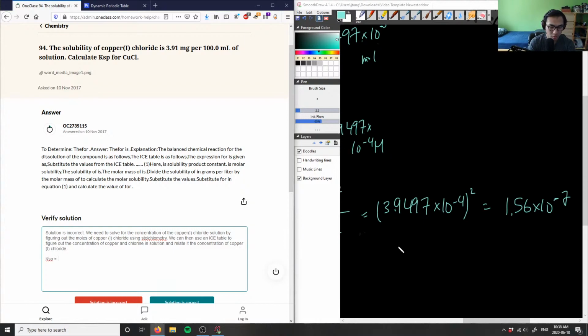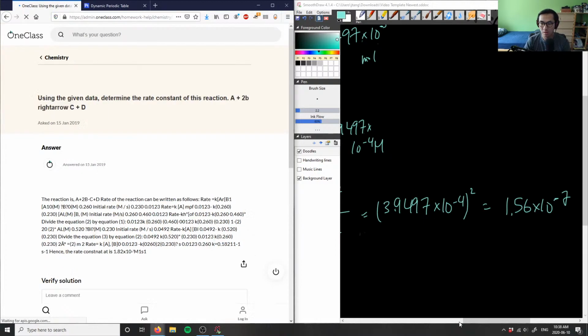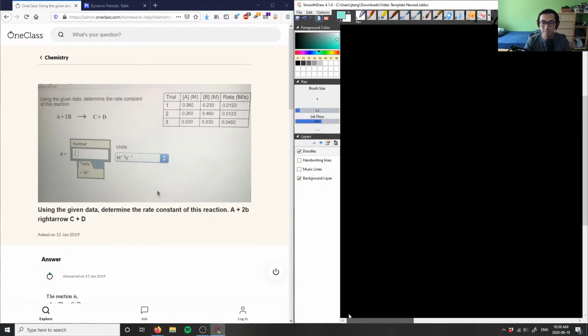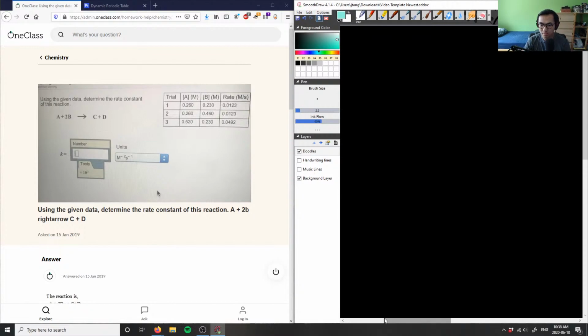KSP is going to equal the concentration of Cu plus times the concentration of Cl minus. And that's how we're going to solve for our copper chloride. So the solution here, our KSP of copper chloride, is incorrect because, again, I have an incomplete solution. Okay, that was number 3. Don't know if we're going to do 10 problems today, but that's okay.